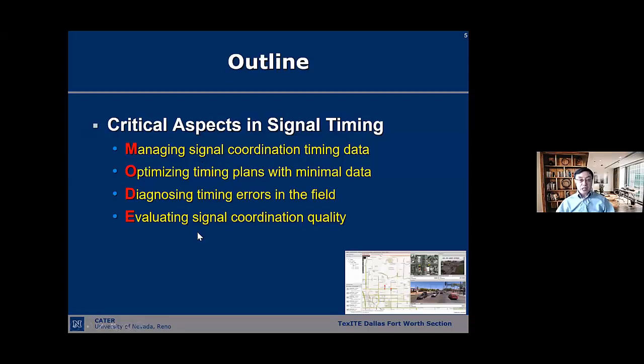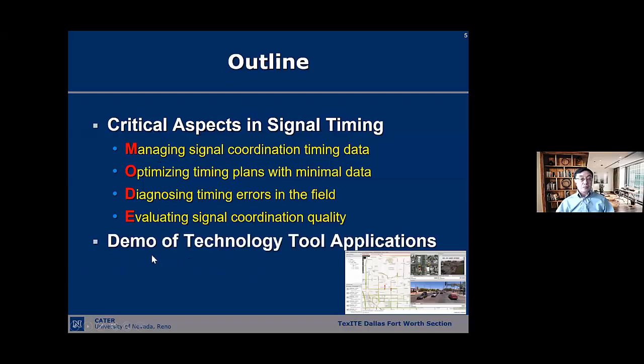So these are the 4 issues that I'm going to emphasize. I'm going to talk briefly of each of them, and then I will just show some technology tools. How can we use those technologies to address these challenges, these critical issues? The 4 things, I call it the MODE: managing signal timing coordination data, optimizing timing plans with minimum data, diagnosing timing errors in the field, and also evaluating. How do you evaluate the quality of a signal coordination?